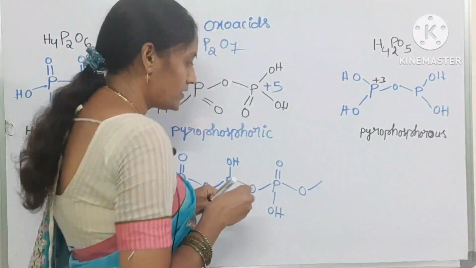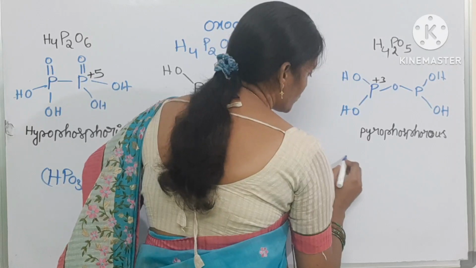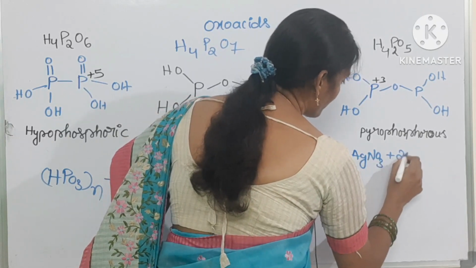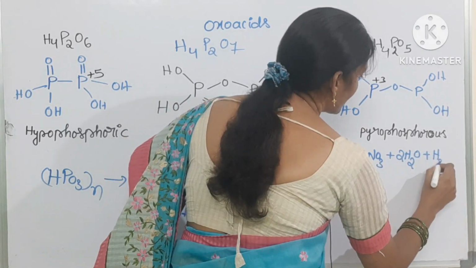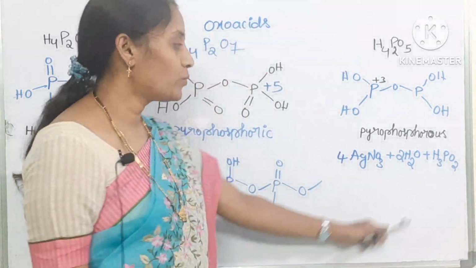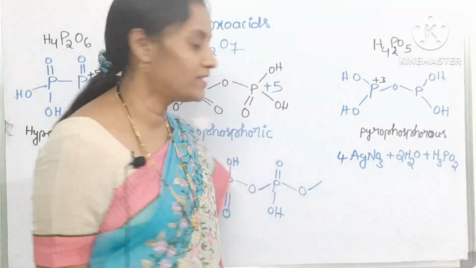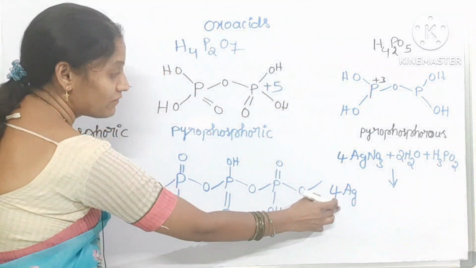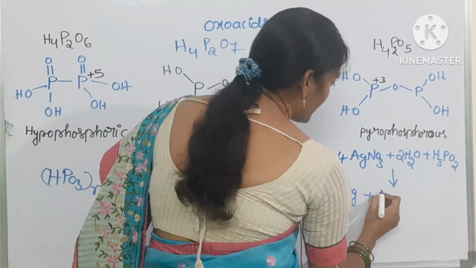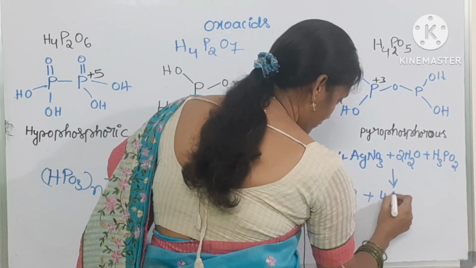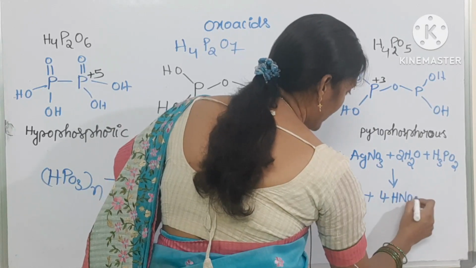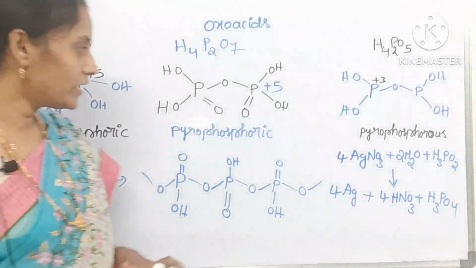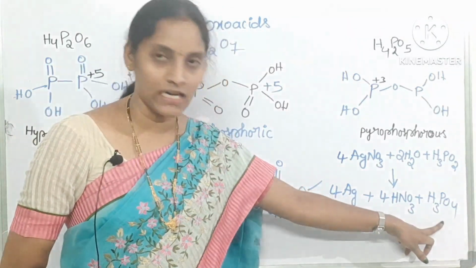How is it? You can see the reaction. 4 moles AgNO3 silver nitrate, 2 moles of water and 1 mole of H3PO2 hypophosphorus acid, then it will give you 4 moles of silver metal. See, this is the silver metal. Then H3PO2 will give 4 moles of HNO3, and the remaining will be H3PO4 that will form. It will be reduced and it will be oxidized.